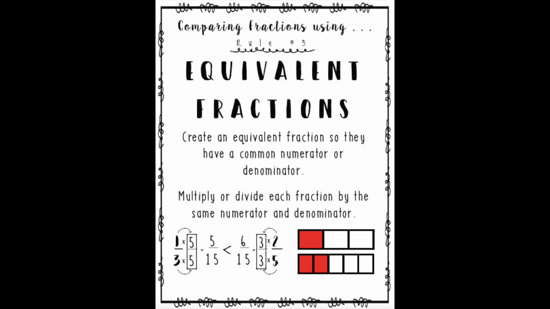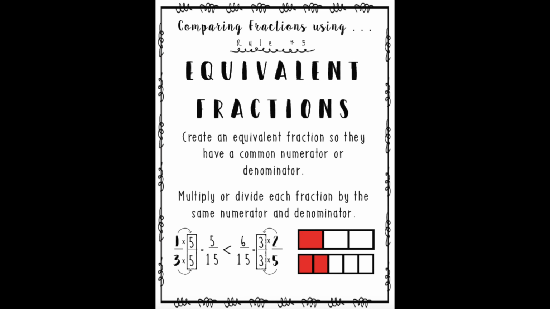So in this case, I'm looking at my denominators, 3 and 5. I know both 3 and 5 can go into 15. So I'm going to make my denominators 15. I would have to multiply 1/3 by 5/5 because the 3 times 5 gives me 15 as my denominator. 1 times 5 would give me 5 as my numerator.